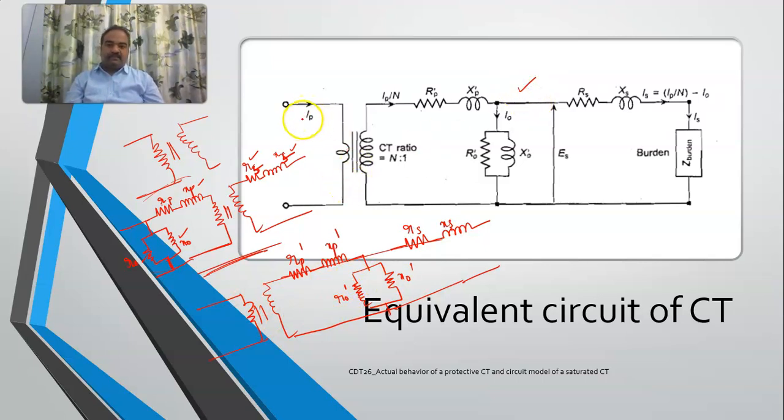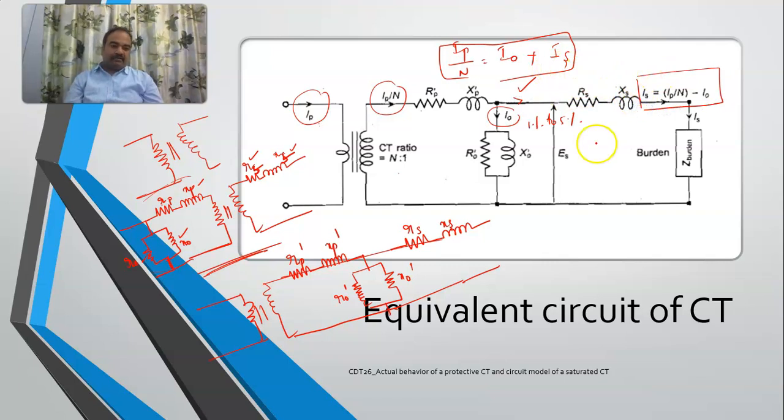Since this is a CT, the input is going to be IP. Based upon the CT ratio of N:1, we will get a secondary current IP by N. This IP by N is equal to I0 plus IS, where I0 is a small amount of magnetization current, most of the time around 1% to 5%. I am applying KCL here, so IS is nothing but IP by N minus I0.